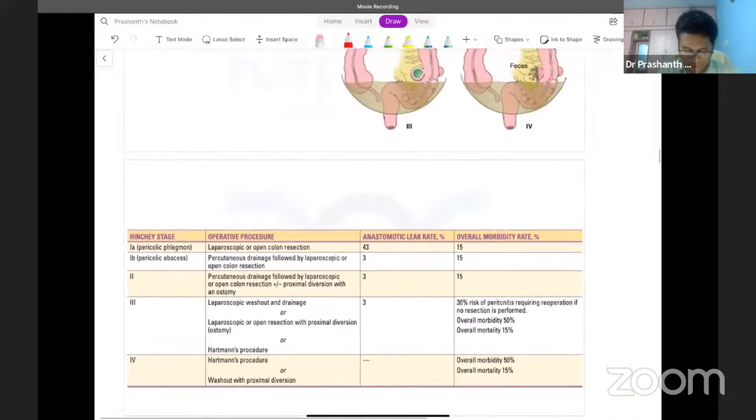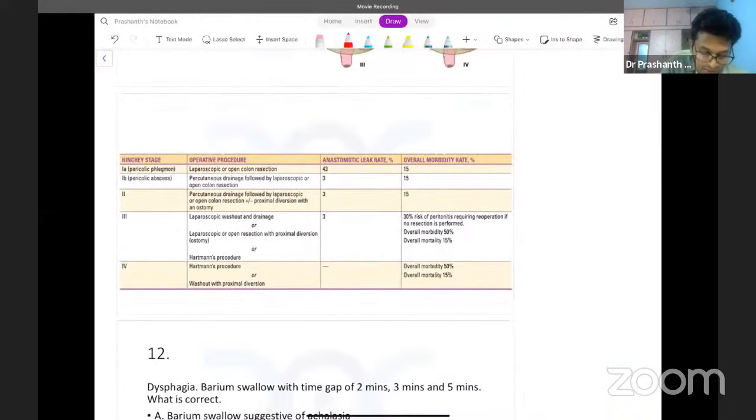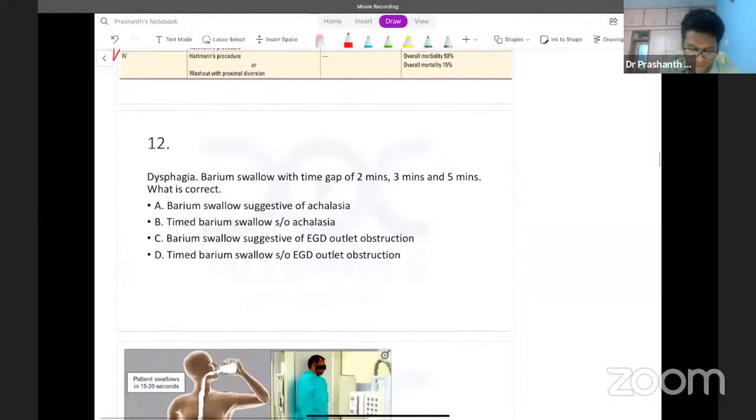And these are the different modalities of management at different grades, like the initial grade where you just try to do an abscess drainage. And then as you go down to various grades, you might have to give a wash and do major diversion surgeries. And then at a second stage, you might have to anastomose. Okay. So this is the next question.